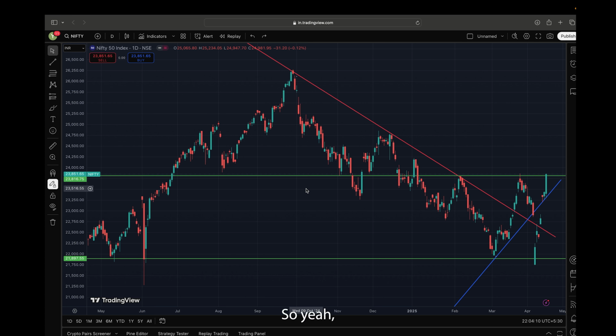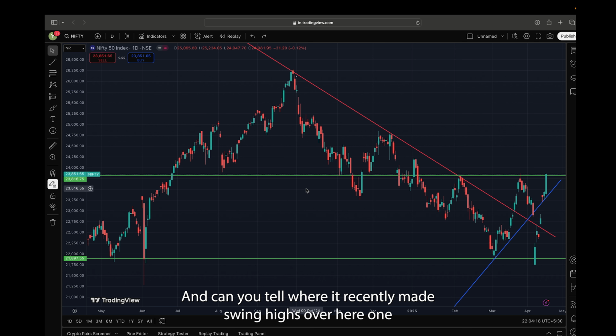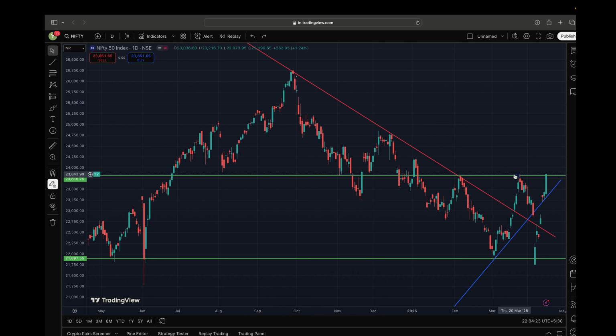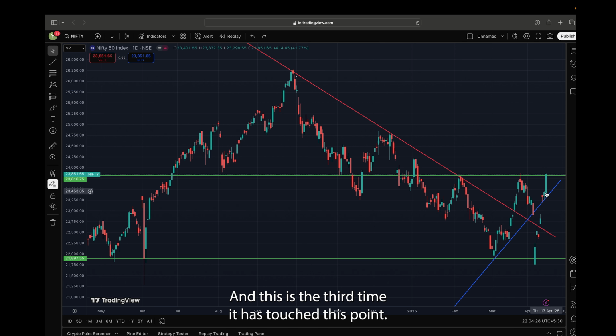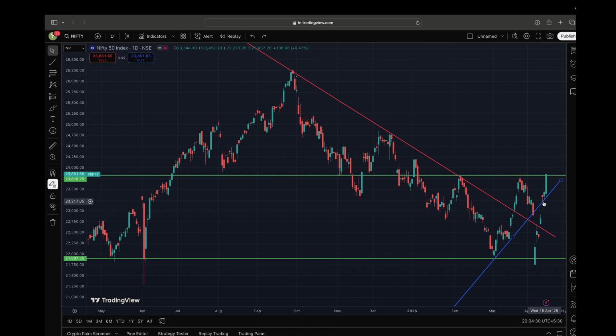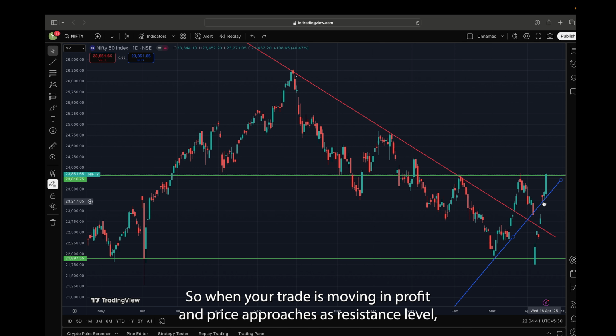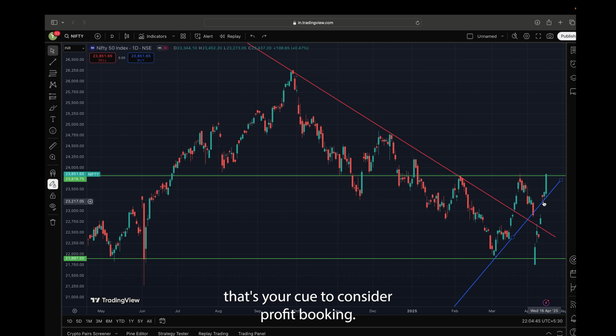So, yeah, this is where support and resistance levels come in. Look at the Nifty chart, and can you tell where it recently made swing highs? Over here. One, twice. So it has made twice, and this is the third time it has touched this point. So this is your resistance level. That's where prices have previously struggled. So when your trade is moving in profit and price approaches the resistance level, that's your cue to consider profit booking.